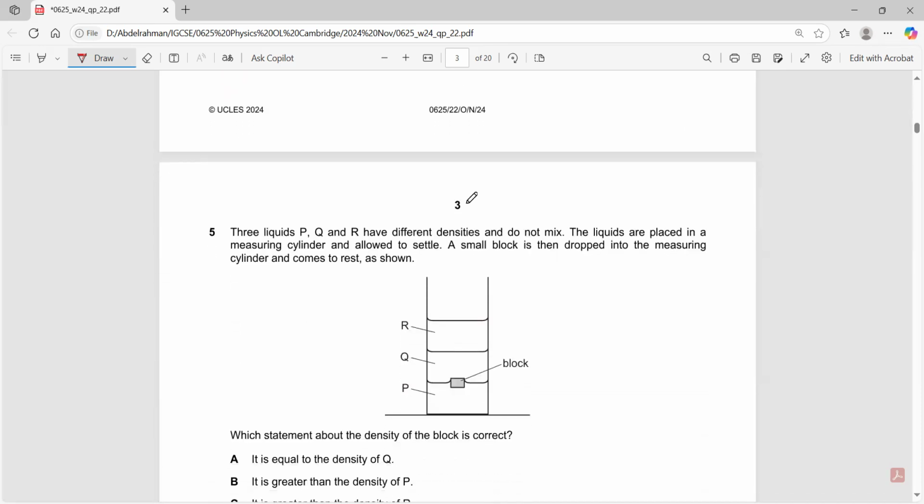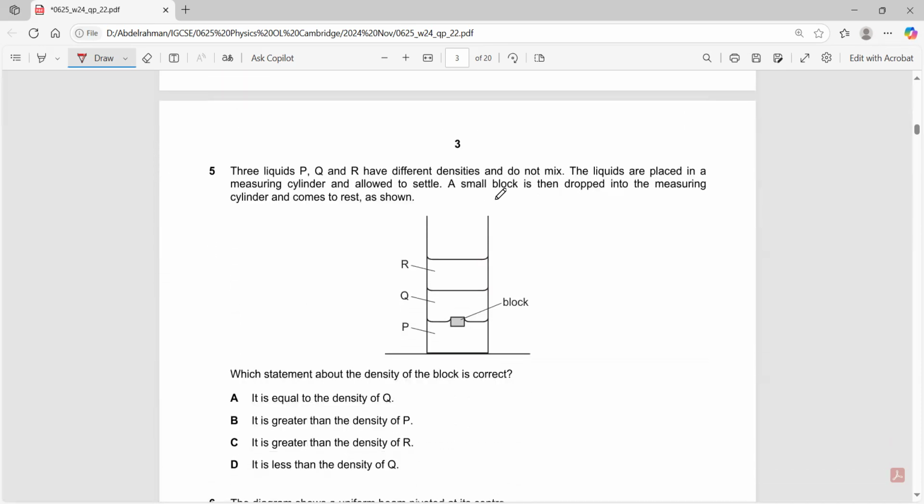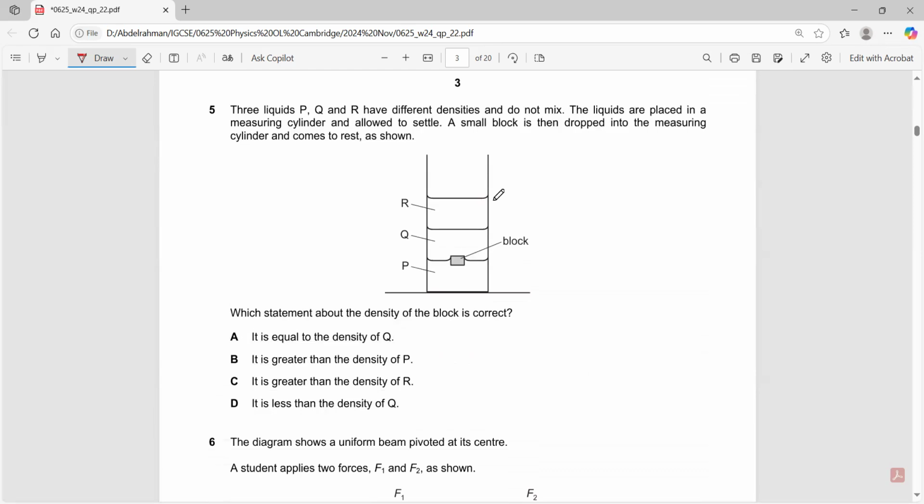Three liquids P, Q, and R have different densities. Which statement about the density of the block is correct? So the block, when you place it at this point, it sank, and then it reached this point at which it floated. So the density of the block has to be greater than Q and has to be greater than R, right? So the only correct answer is C. It's greater than R, right?